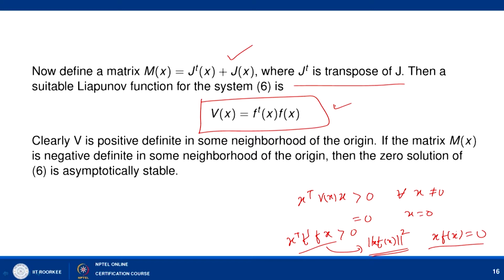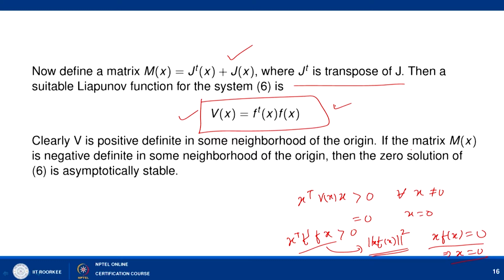So, it means that either f of x equal to 0 or x equal to 0. When f of x equal to 0, we have already seen that f of x cannot be 0 other than at the origin. So, this implies that x has to be 0 here, right. So, it means that this V of x, which is given as f transpose x f of x, is a positive definite function in a neighborhood of the origin.